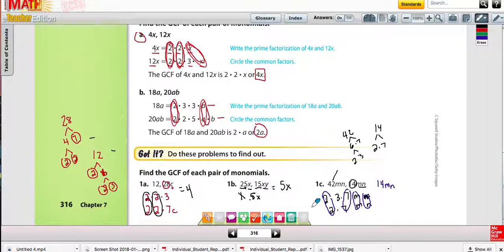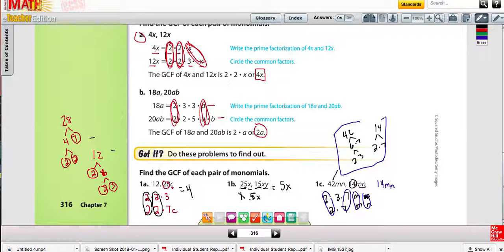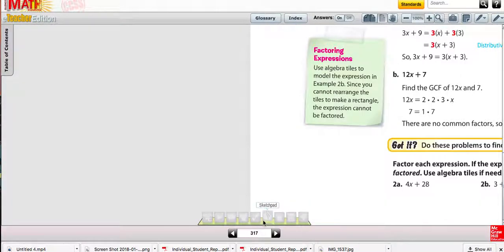We're going to talk about some other strategies to find the GCF of monomials. One of those strategies is to write out the factor trees, and sometimes you can do them mentally, and then we'll talk about one other method when we're together in class. Okay, let's move on and go to page 317.